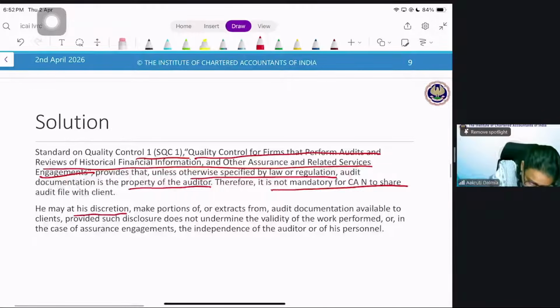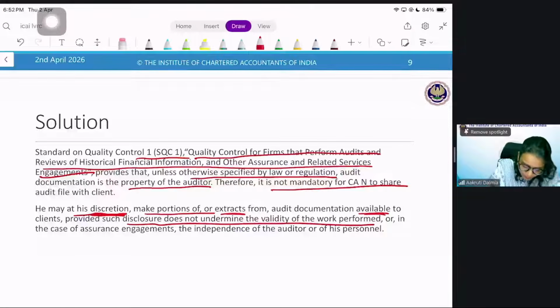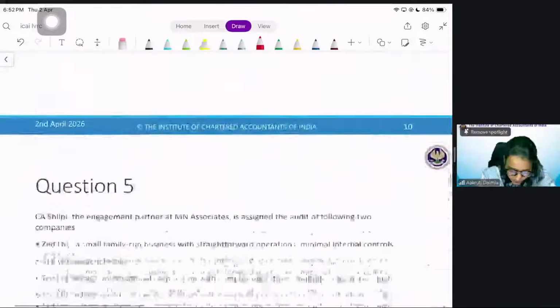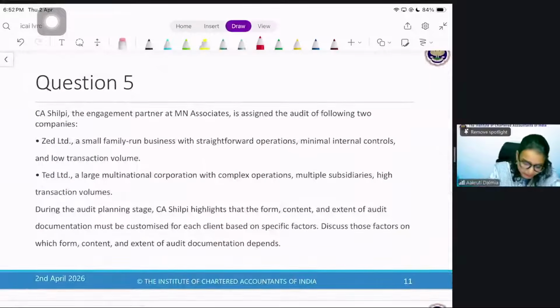He may at his discretion make portions of or extracts from audit documentation available to clients, provided such disclosure does not undermine the validity of the work performed or, in case of assurance, the independence of the auditor or his person. So if you feel it is not going to undermine your work or negatively impact it, you can give some portions if you want. If you don't want to, you can say no, of course, unless and until it is required by legal requirements. Okay. It's a very small one. Let's go on to the next.